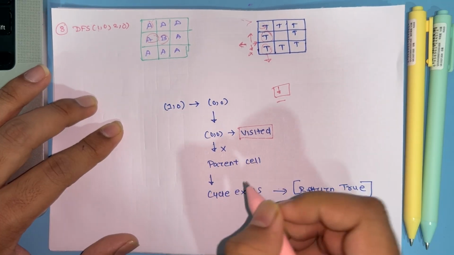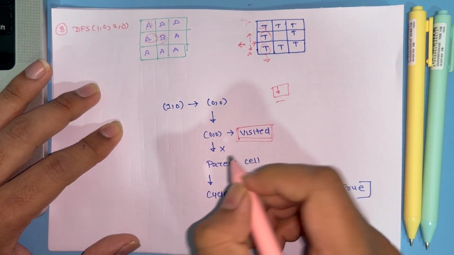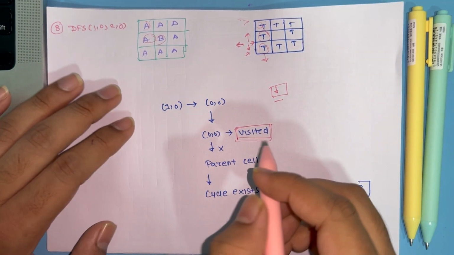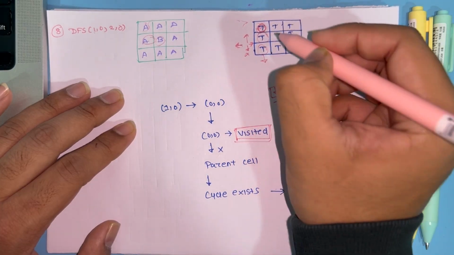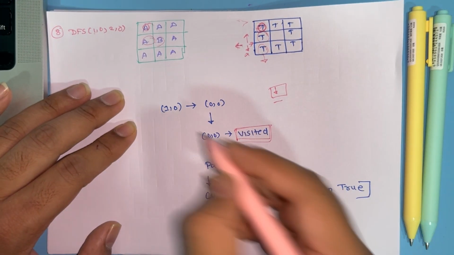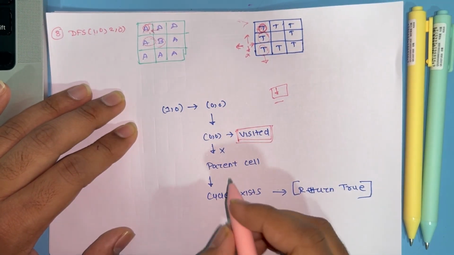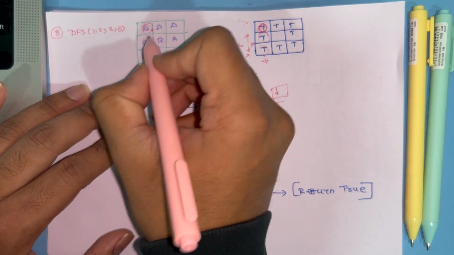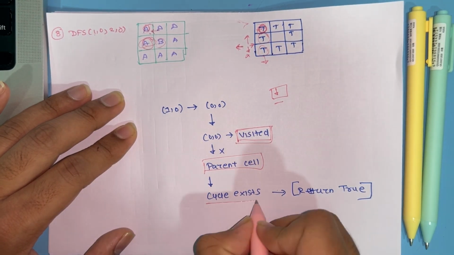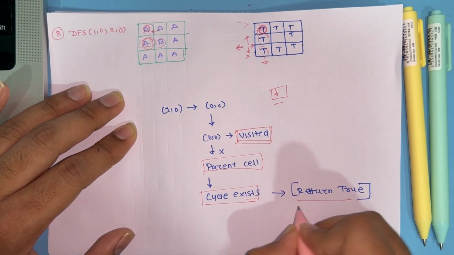Basically what we have done is we have visited all the cells with the same characters, and we have found the path where we reach the same character again using a different path, not just the backtrack solution, and where the parent cells are different. So there exists a cycle. So we'll just return true.